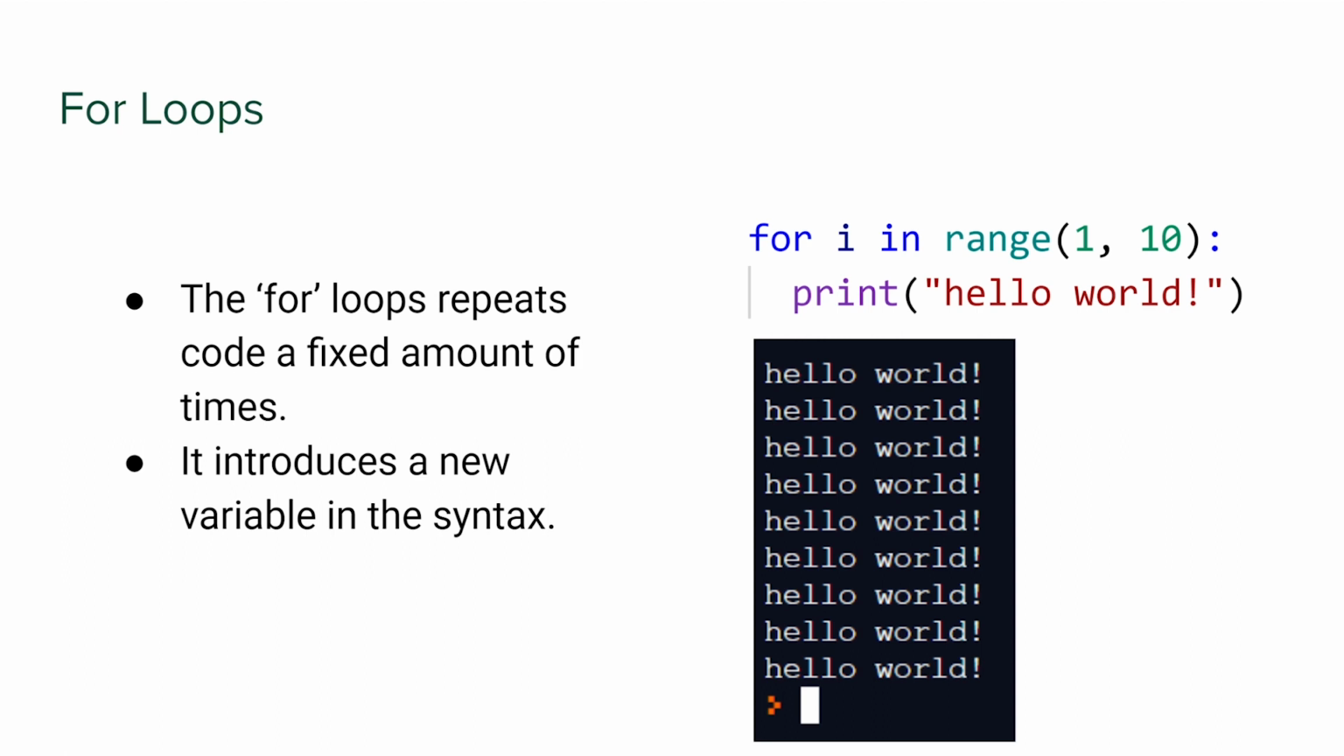It's a fancy way of saying that we have a loop where we know how many times the code is going to run. We know in advance the number of repeats a certain function or whatnot will run. Okay? That is why it's called a count-controlled loop, because it is controlled by a counter. So a for loop repeats a fixed amount of times, and it introduces a new variable in the syntax. Now, what is that new variable?